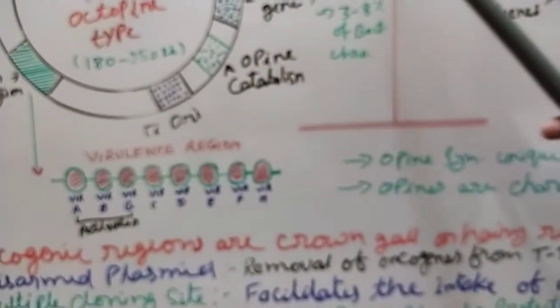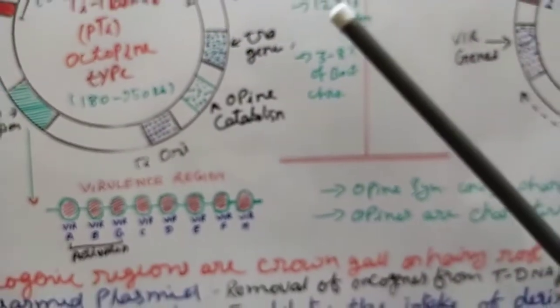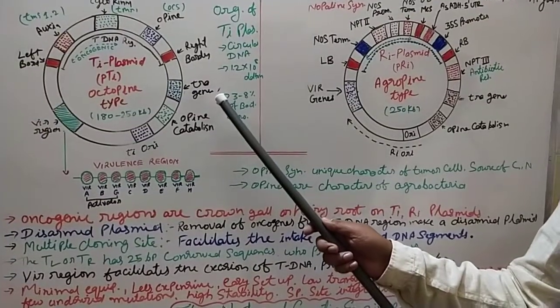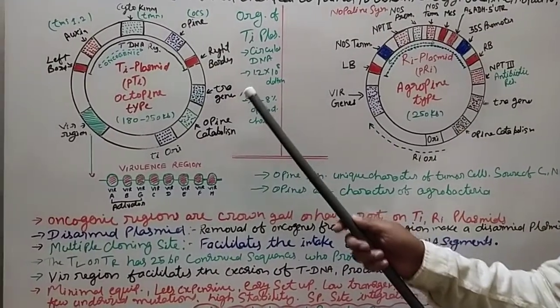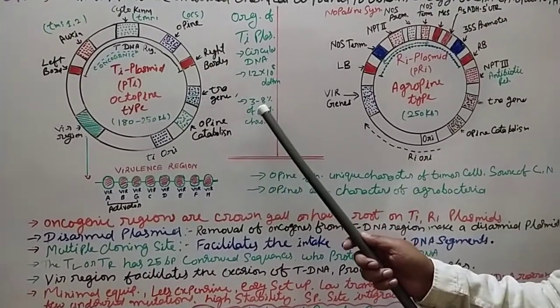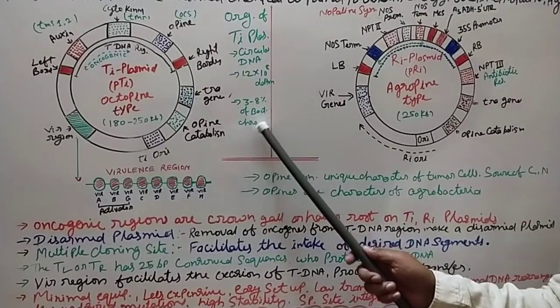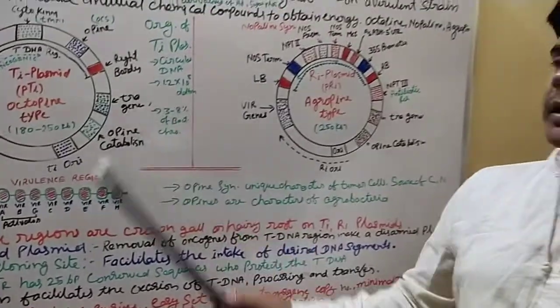Other features of the Ti plasmid, please see it here. The organization of the Ti plasmid is a circular DNA, and its weight is 1.2 times 10 to the power 8 Dalton. The plasmid comprises 3 to 8% of the total bacterial chromosome present inside the bacterial cell.